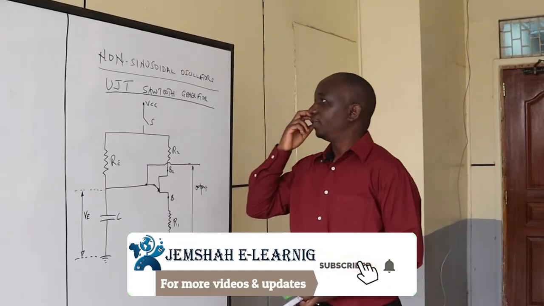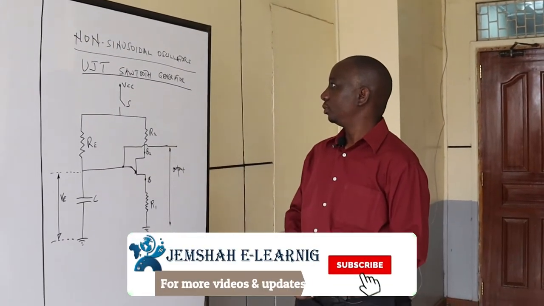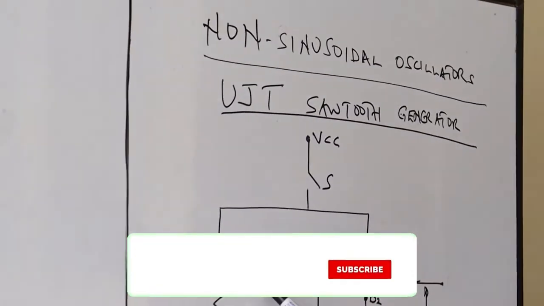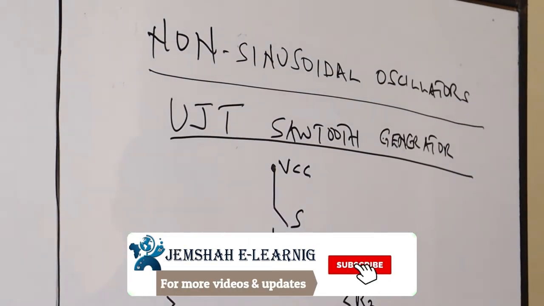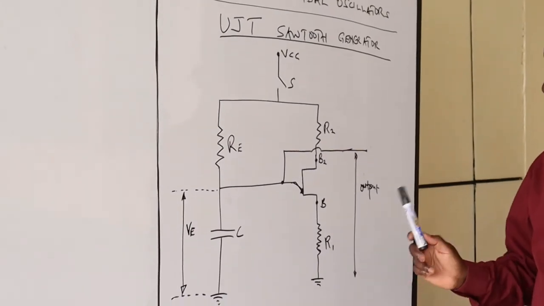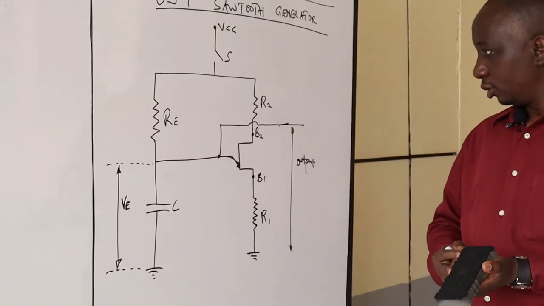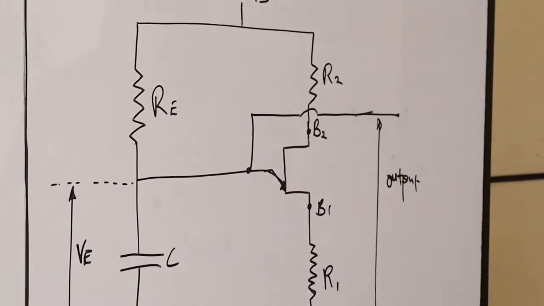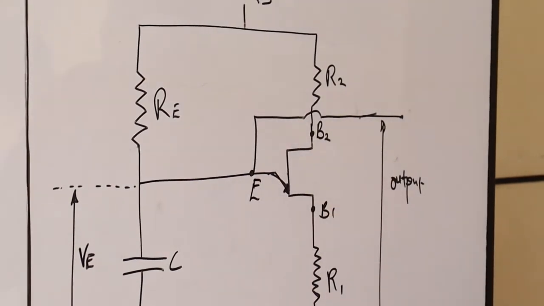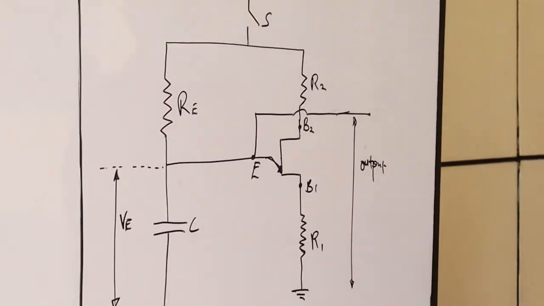So this is the first non-sinusoidal oscillator we're going to discuss. It's a UJT sawtooth generator. When you look at this diagram, there's a switch here, and we have R, E, and C, and the UJT itself is this part here. B1 and B2 are the interbase resistances, and the output is taken through the emitter terminal, which is referred to as the E terminal. So this is what we have as a UJT.